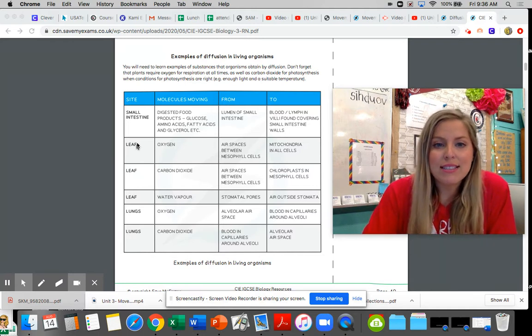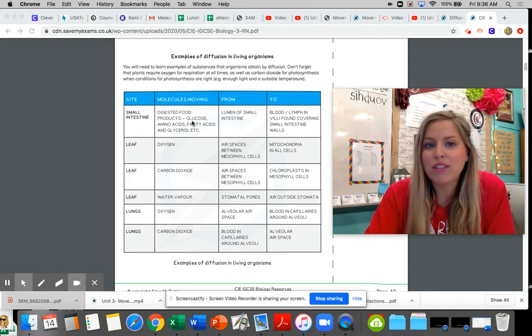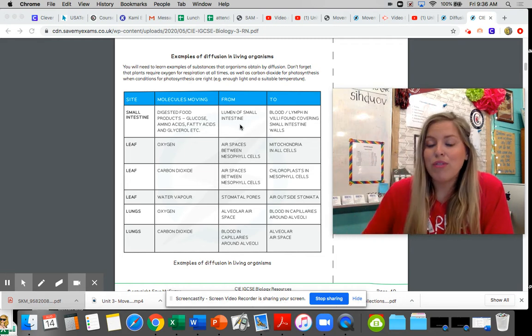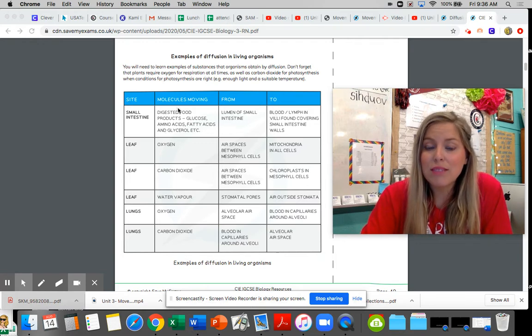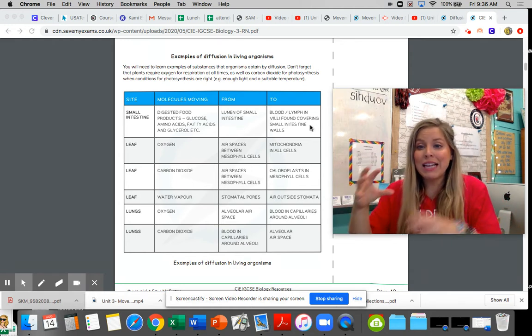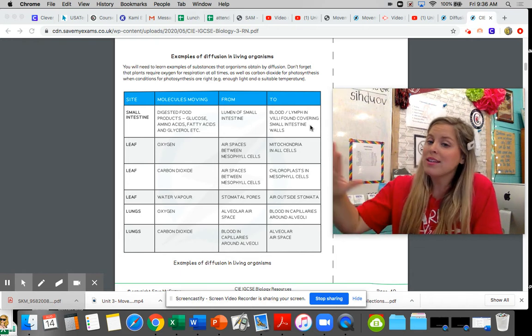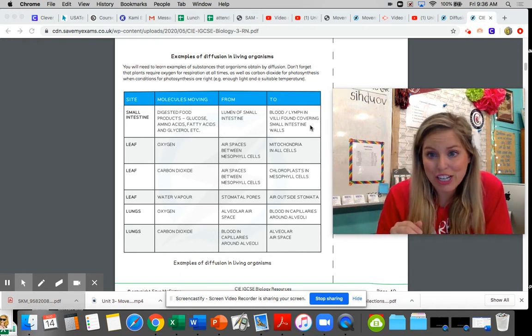In our small intestine, we ultimately absorb and assimilate all of these food products, from glucose to amino acids, the fatty acids, etc. They come from the lumen of the small intestine as we eat them, digest them, and have them move through our digestive system. And then ultimately, these molecules diffuse into our blood, even into the lymph and the villi, and are absorbed at the small intestine, so our body can then send those molecules all throughout the rest of the body where they are needed.